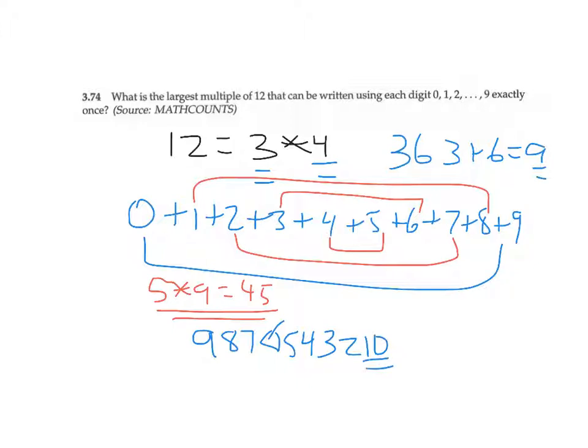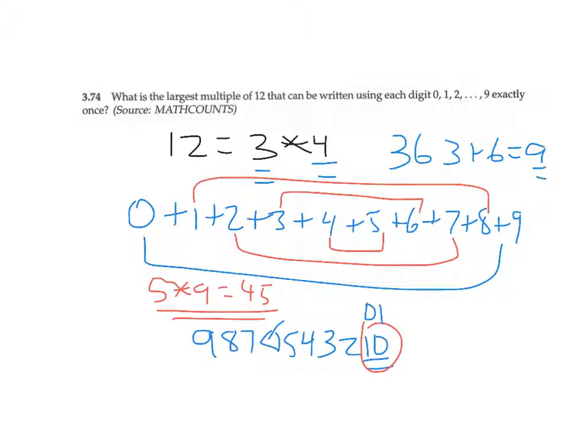So remember, for 4s, 4 goes into 100, so the only thing we really care about is these last two digits. But that arrangement doesn't work, nor does the arrangement 0, 1. So we're going to have to do something else.